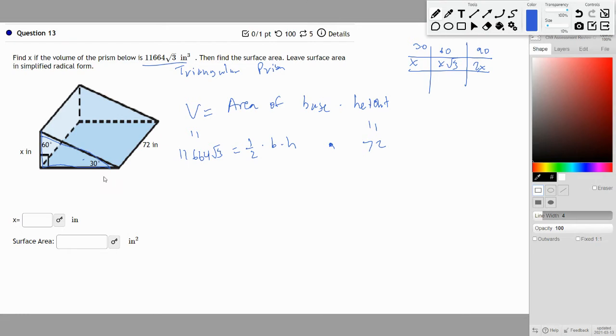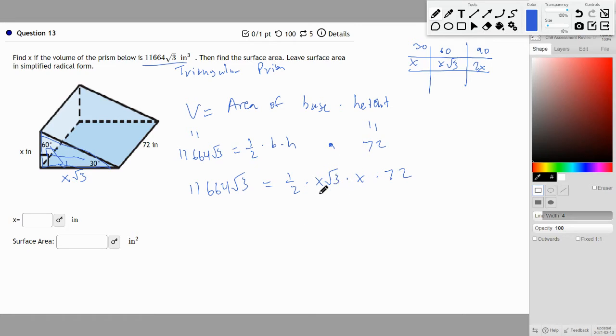So the opposite side of the 30 degrees is the short leg, so that's x. The opposite side of the 60-degree angle is the long leg, and we call that x root 3. So I'm just going to plug these variables directly into the formula. We have 11,664 root 3 equals 1/2 times the base, which is x root 3, times the height of the triangle, which is x, times 72.